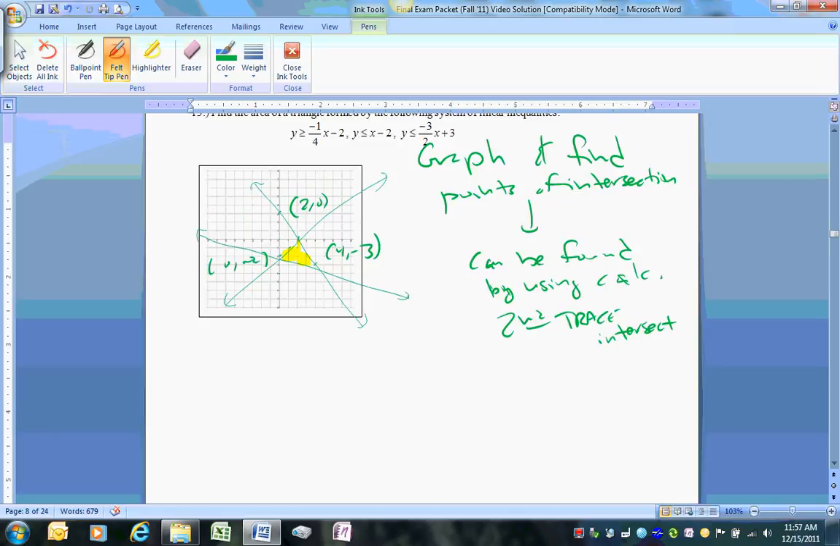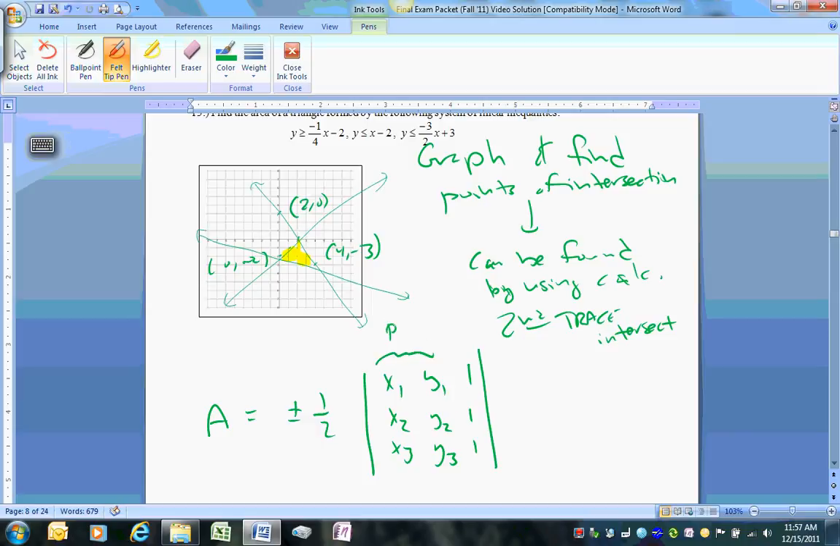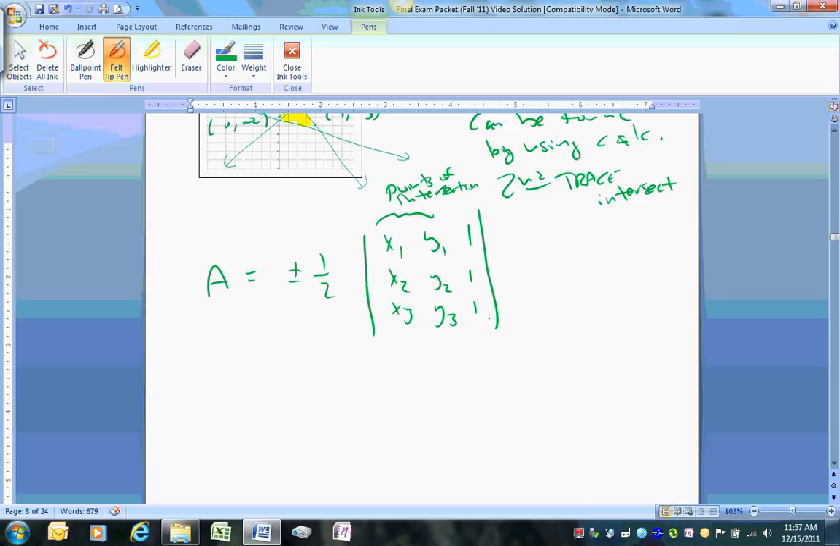And then you're asked to find the area. I will give you this formula. It's plus or minus half the determinant of x1, x2, x3, y1, y2, y3, 1, 1, 1. Those represent your points of intersection, by the way. So those are the points of intersection. Those x and y values. And what order you put them in doesn't really matter. It won't matter at all.